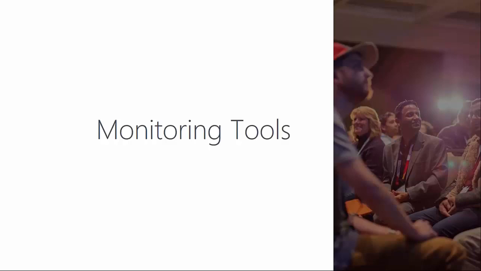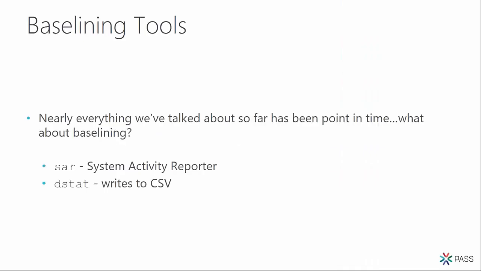So, monitoring tools. Everything we've talked about so far has been point in time, like I'm looking at what's going on right now. I need to be able to baseline that data, and I want to be able to answer the question of what happened when, and what's normal and what's not normal. These are the go-to tools out of the box. There's cool third-party software packages and things like that, but out of the box, these are the things that you can use.